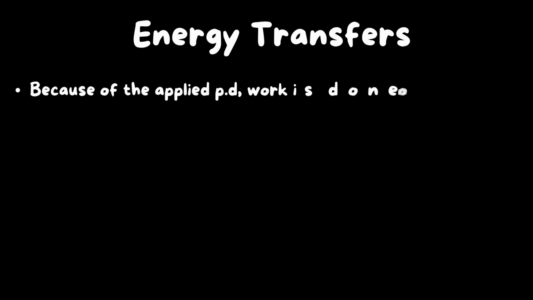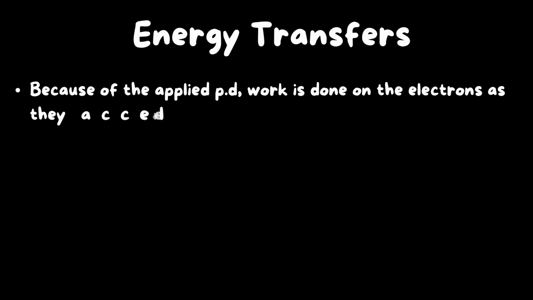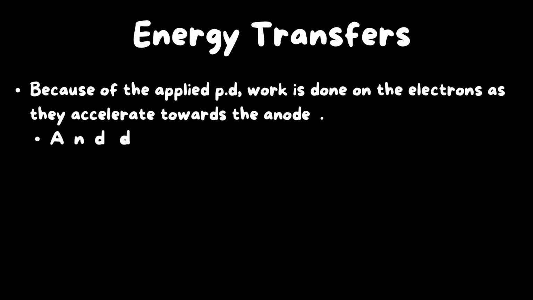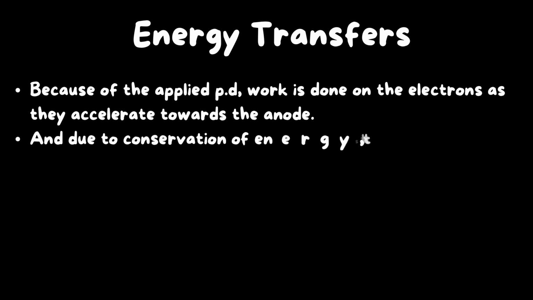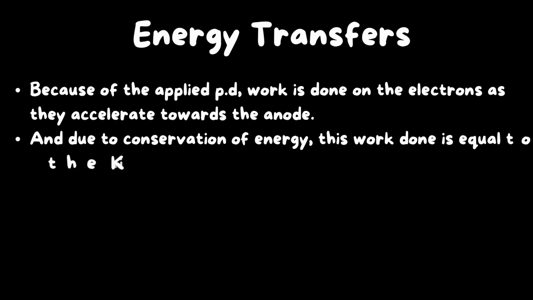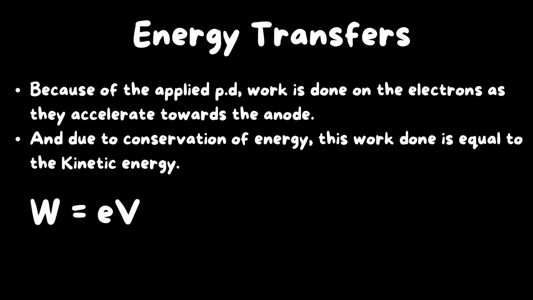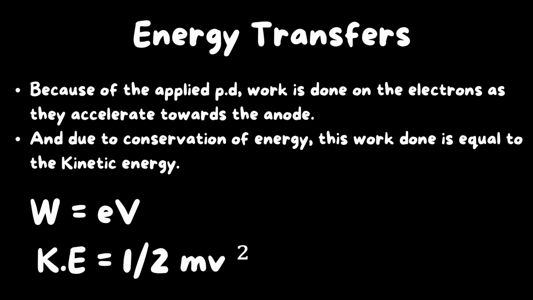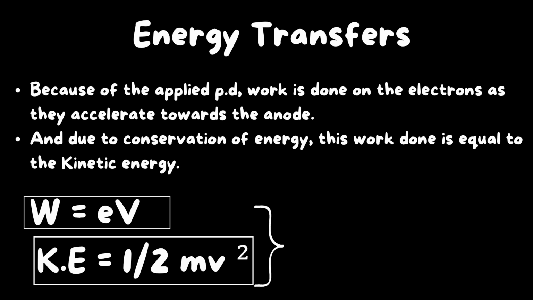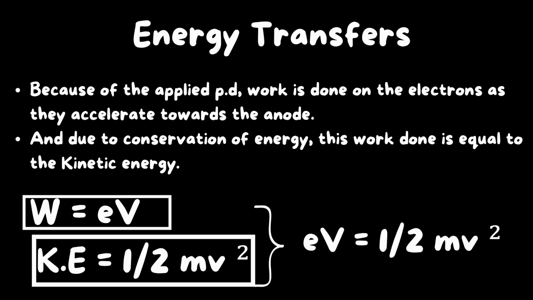Now let's talk about energy transfers in this electron gun. Because of the applied potential difference, work is done on the electrons as they accelerate towards the anode. And due to the conservation of energy, this work done is equal to the kinetic energy of the electrons. So W equals eV, where e is the charge on the electron, and kinetic energy is half mv squared. So if we combine these two equations, we can say that eV is equal to half mv squared.